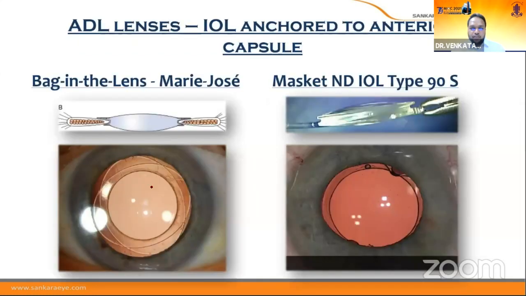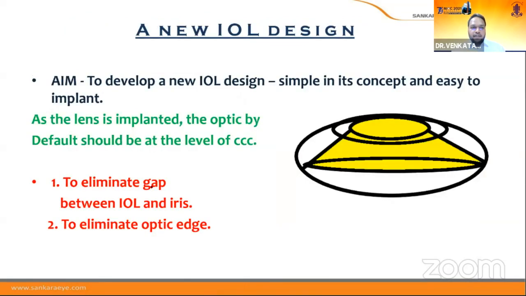Based on the same concept, these are the other two intraocular lenses that are available, but they are very complicated to implant as it requires posterior capsular rhexis and all. And our idea was to develop a new IOL design, simple in its concept and easy to implant. Our idea was, as the lens is implanted, the optic by default should come at the capsular rhexis margin, thus eliminating the gap between iris and the optic. So there is no space for the light to pass.